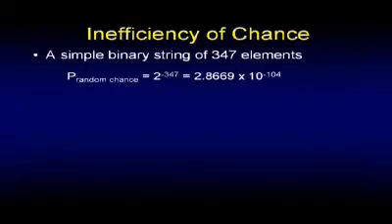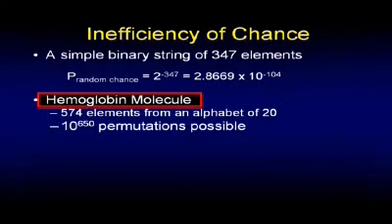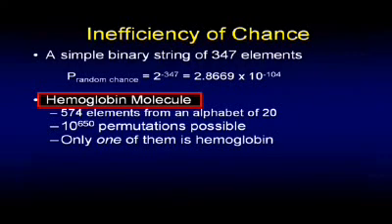Now, chance itself is pretty inefficient. Say this just happened by evolution, just randomness. Well, the probability of random chance of 347 beads being black and white, we said was 10 with 104 zeros after it, right? A hemoglobin molecule, 574 elements from an alphabet, not of 2, of 20. There's 10 to the 650th power permutations possible. Only one of them is hemoglobin. And if you miss it, you die.